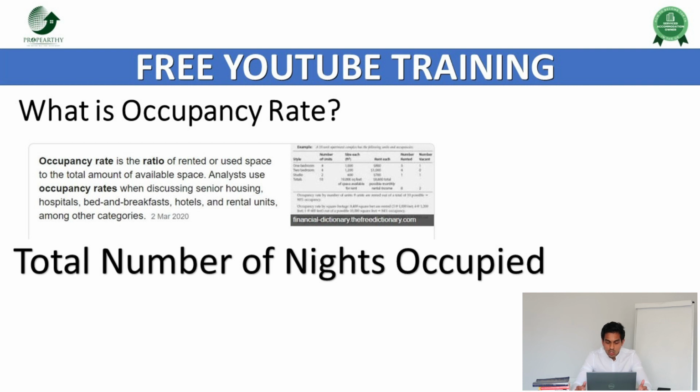Now, obviously this is used a lot more in the hotel industry because that's how it all started, but in a nutshell, you can see an occupancy rate is the ratio of rented or used space to the total amount of available space. And they use occupancy rates when discussing senior housing, hospital beds, bed and breakfast, hotels, rental units, and service accommodation as well. Now, that's in simple words. You just need to understand that it's the total number of nights occupied, which is what's going to give you a return of clients actually paying you per night.